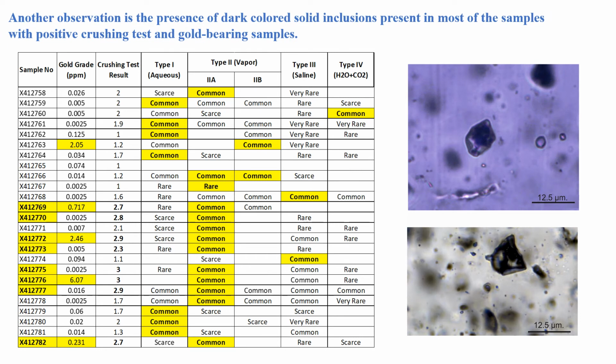Another interesting observation we made was the presence of dark-colored solid inclusions. In most cases, these types of inclusions are closely associated with vapor-rich type 2A inclusions. These inclusions are also very common in gold-bearing and positive test samples.